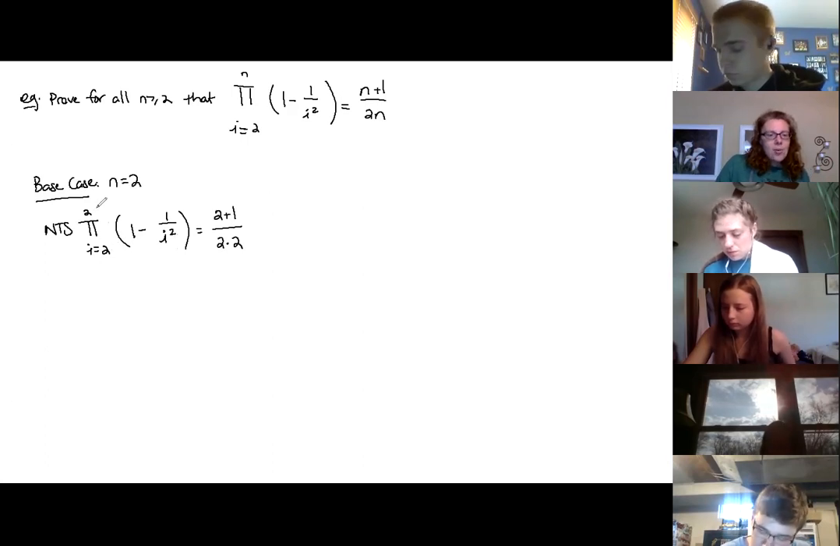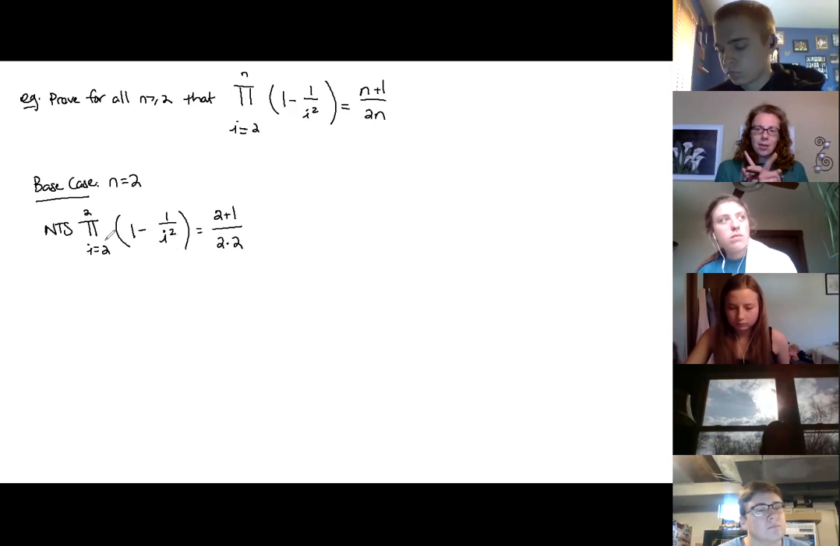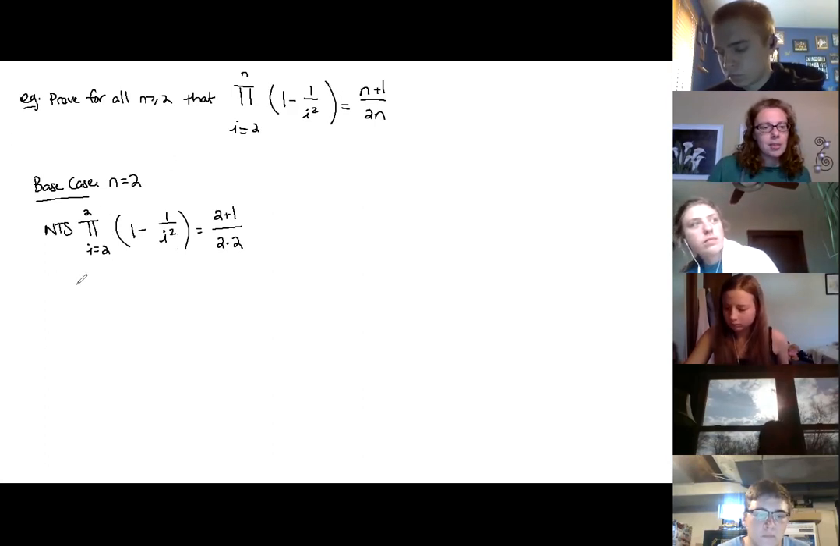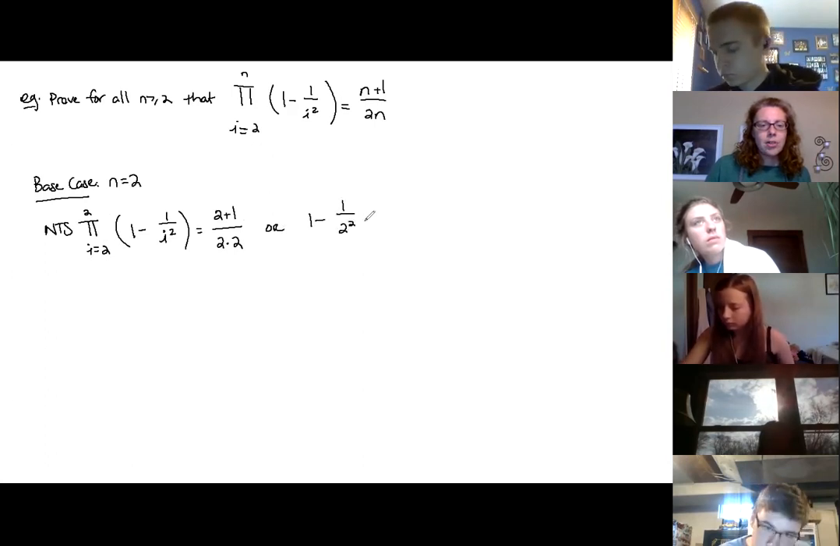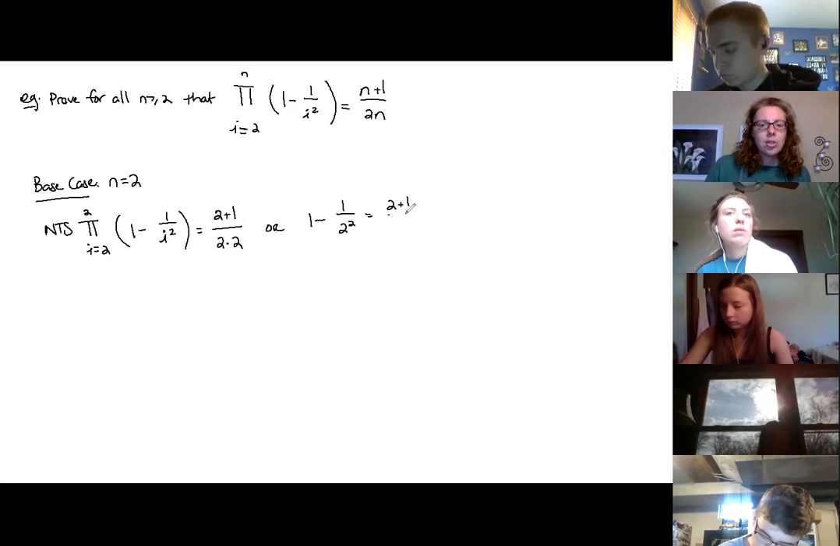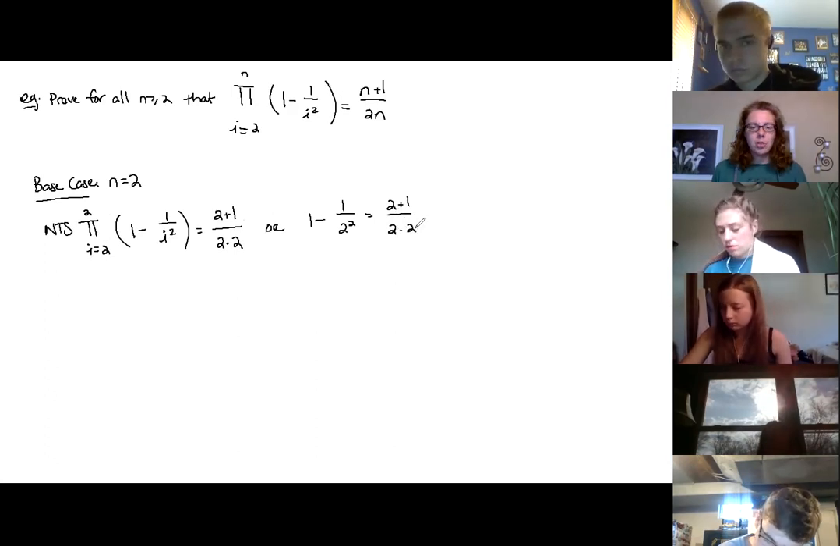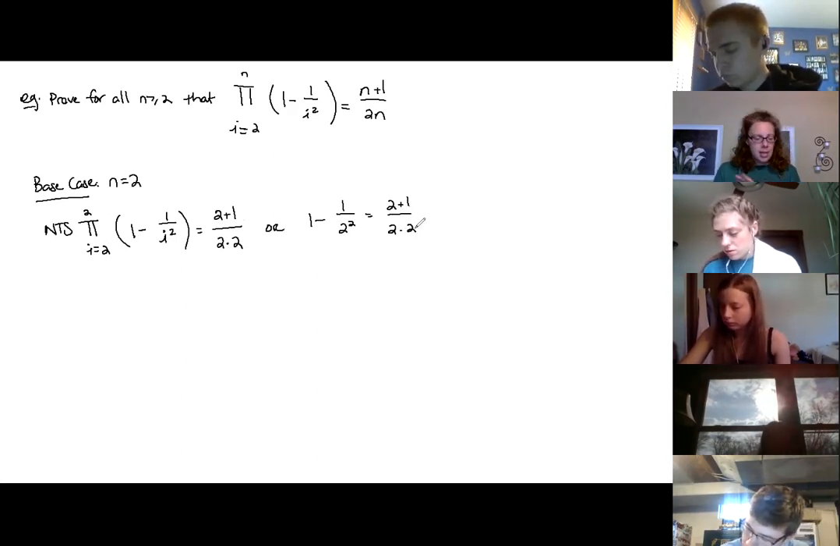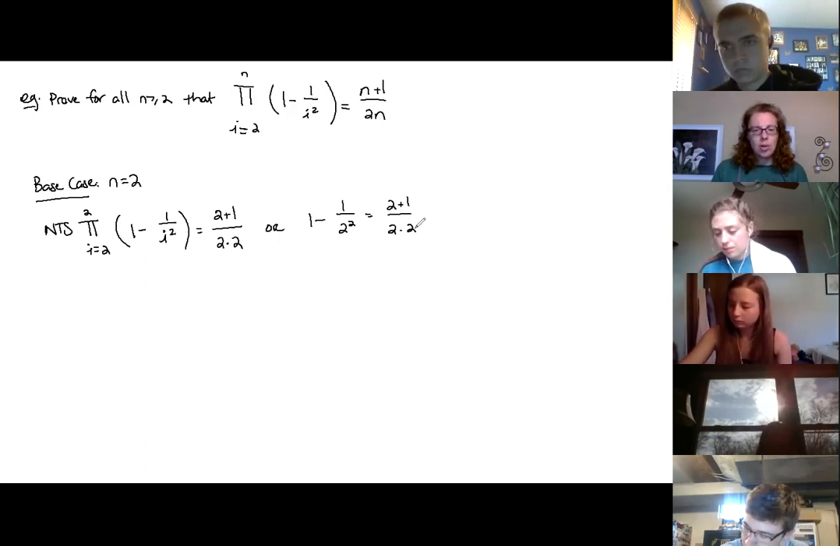i starts at 2 and ends at 2, so it only has one piece that I am multiplying together on the left side of the equation. So just to write out what this looks like, 1 minus 1 over 2 squared is equal to 2 plus 1 over 2 times 2. So that's my need to show. Just one piece that I'm multiplying together on the left-hand side of the equation.